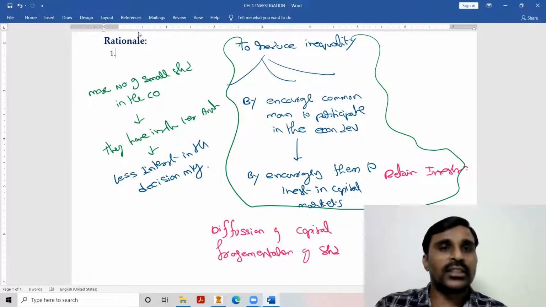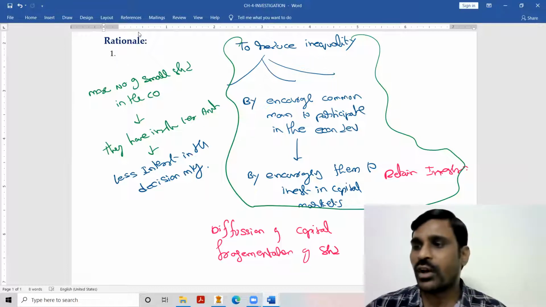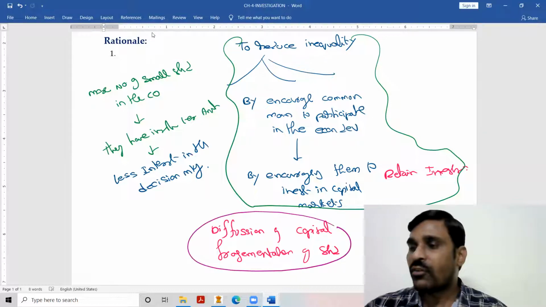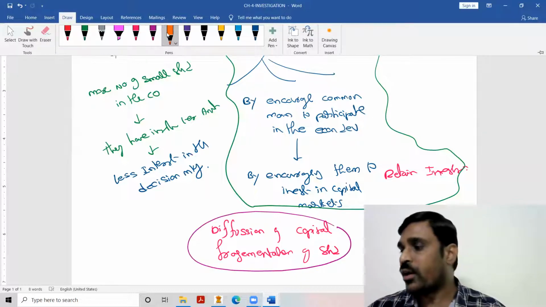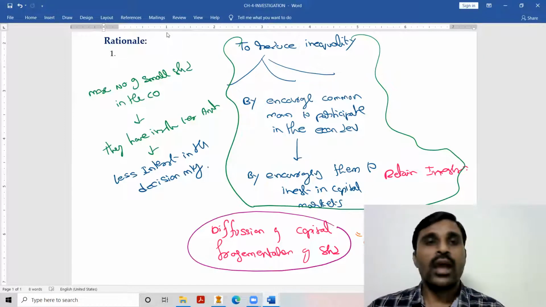Therefore, they are not interested. As they are not interested, directors have started committing frauds. That is the reason. So, diffusion of capital or fragmentation of shareholders. To simplify further, I can say it is what the Britishers followed: divide and rule. As simple as that. I am dividing the shareholders into a large number.